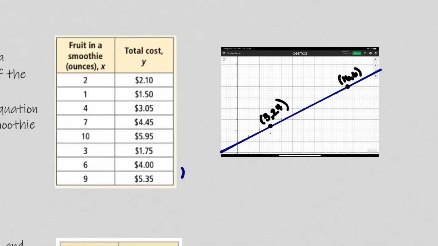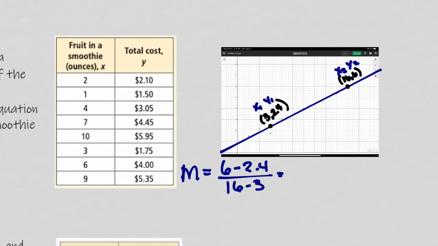All right, so for my slope, if I say this is x1, y1, this is x2, y2, I have 6, oh my goodness, I wrote those points. Oh no, I wrote them right. I'm sorry, I thought I wrote them wrong. 2.4 over 16 minus 3. On the top, you're going to end up with 3.6. On the bottom, you end up with 13. Let's go ahead and get this as our slope.